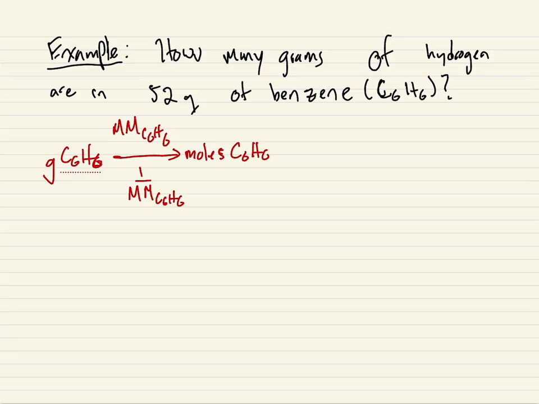And once we have the moles of benzene, what's the next step? The molar ratio. Yep, we use the molar ratio. And that converts our moles of benzene into what? Moles of hydrogen, right? How do you know you need to go to hydrogen? Well, we know eventually we need grams of hydrogen, right? So we first have to get to moles of hydrogen before we can get to grams.